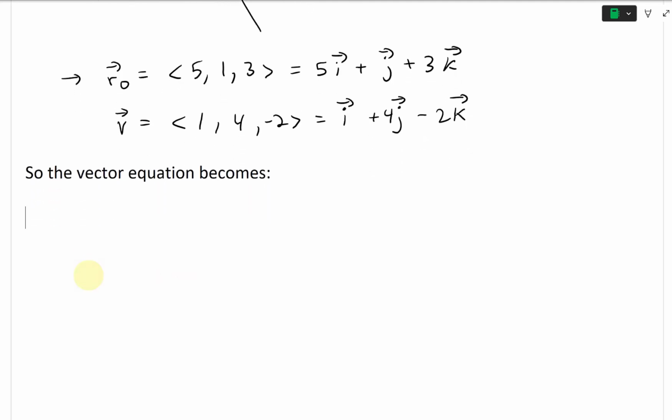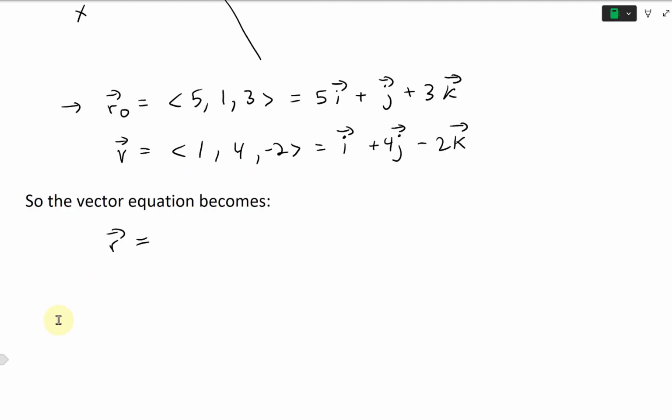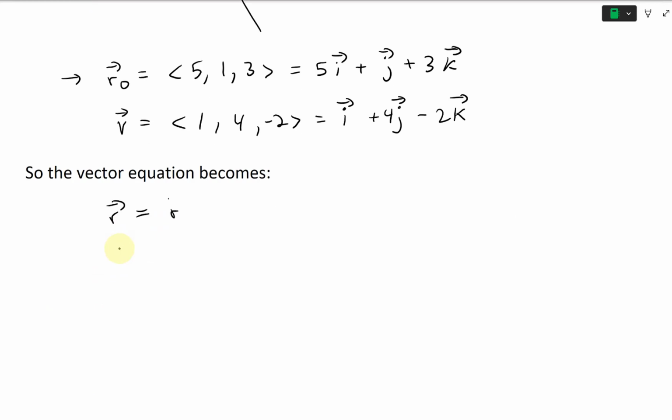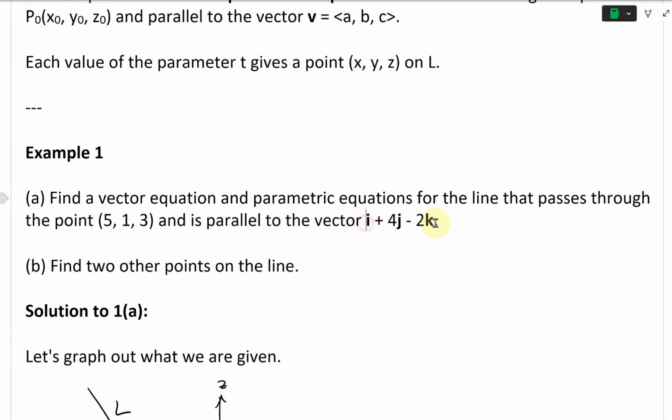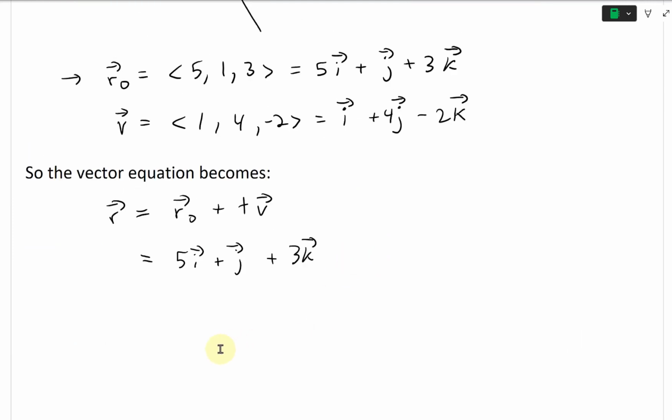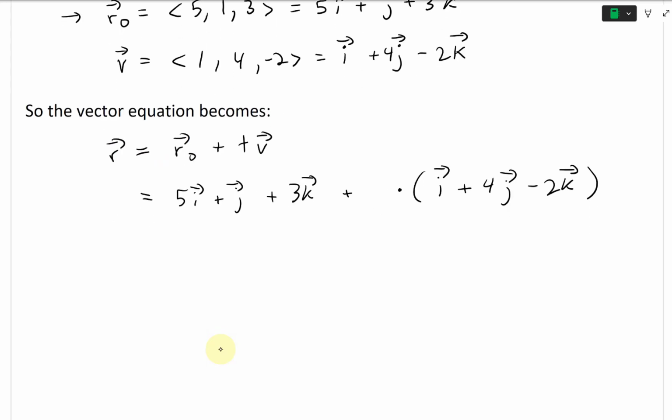All right, so the vector equation becomes r equals r naught plus t v, like that. The calculus book just wrote them in this format, so I'll write everything like that. So r naught is going to be 5i plus j plus 3k, written in those components because that's what we were given in this vector form. So let's continue along that. Then it's plus t times the parallel vector, i plus 4j minus 2k, like that. And this is a t, not a plus.